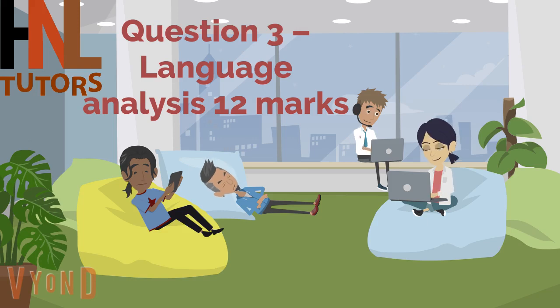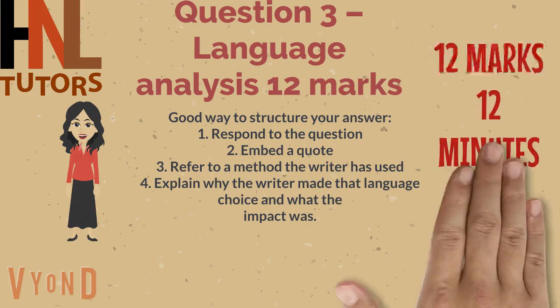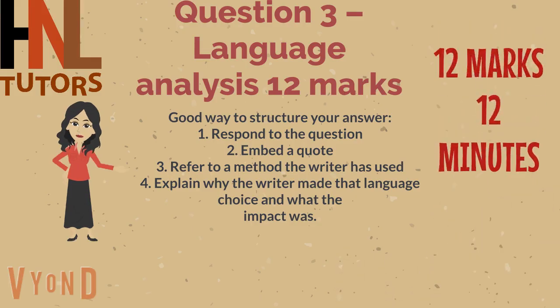Use short, embedded quotes, preferably no more than 5 words. Explain why the writer has chosen to use particular methods or language techniques and refer to them using the correct terminology. Focus on the why. Try to question the text by using the question stem. Why did the writer?